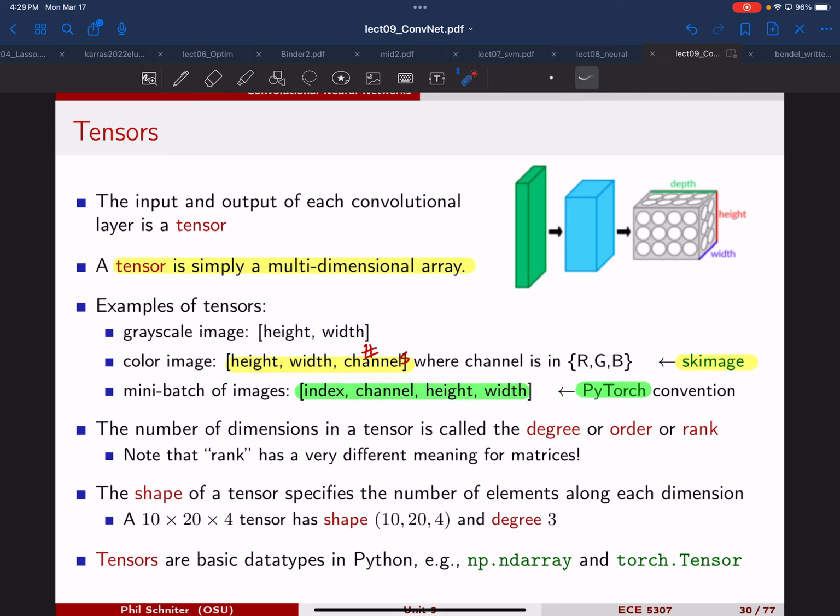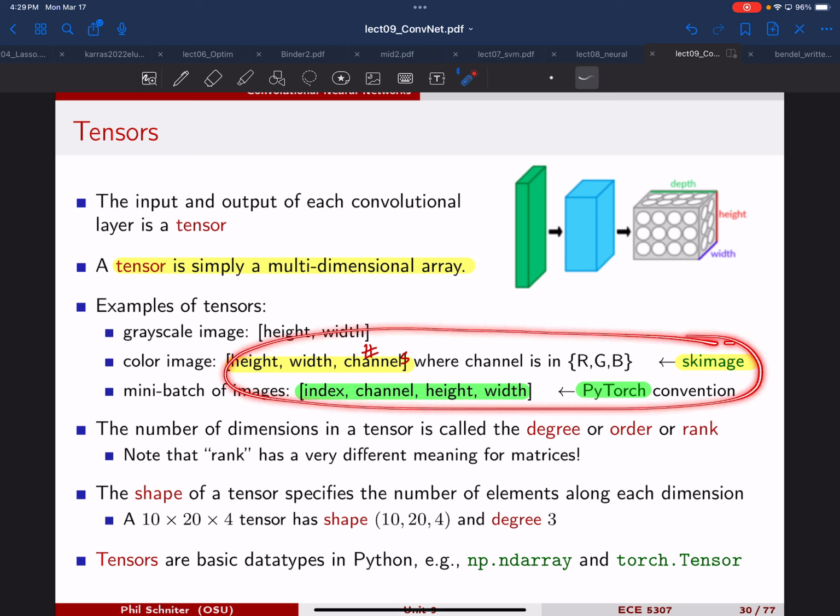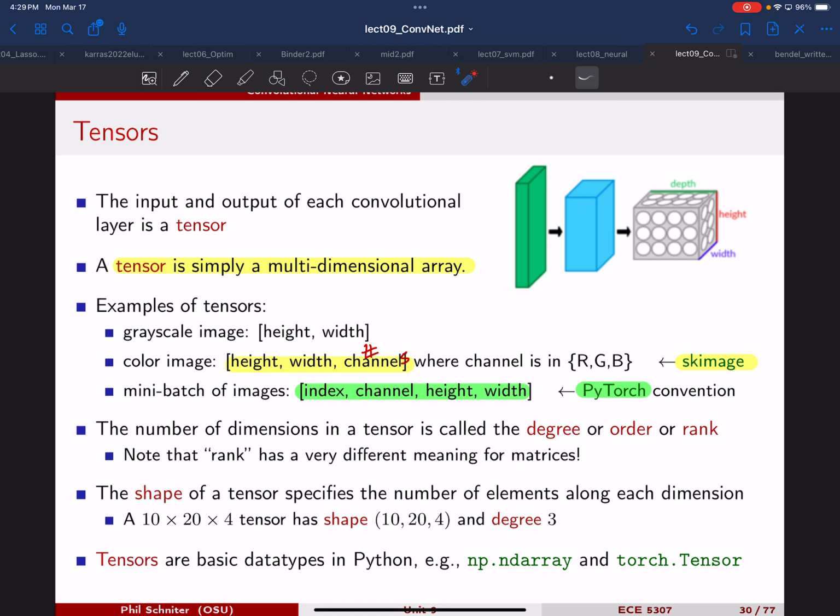So if you start with skimage and you want to go to PyTorch, you actually have to shuffle your data such that this channel is moved to the front. It's kind of like a matrix transpose, but it's a generalization of a matrix transpose to tensors where you're shuffling around the elements across dimensions. So we'll see some examples of this when we look at the code, going back and forth. Okay, any questions on these tensors?